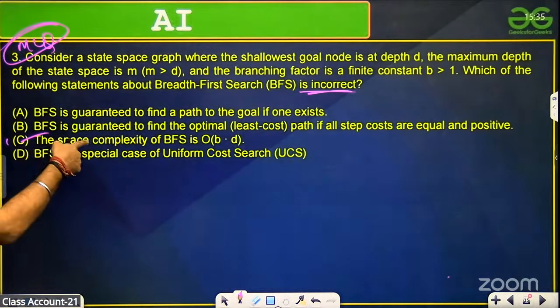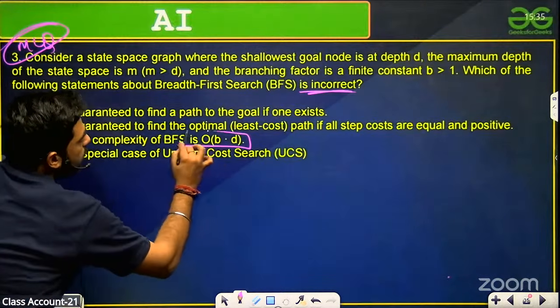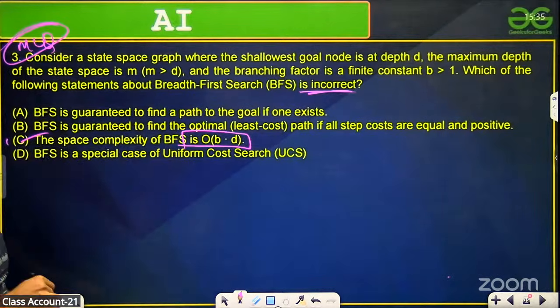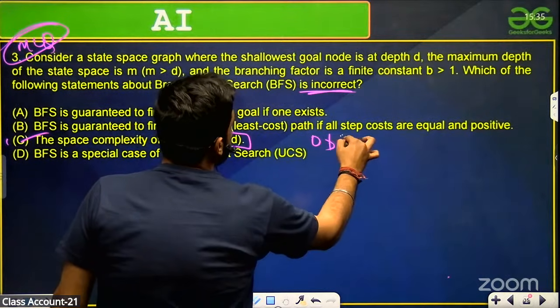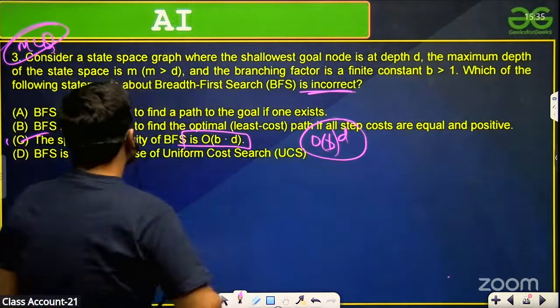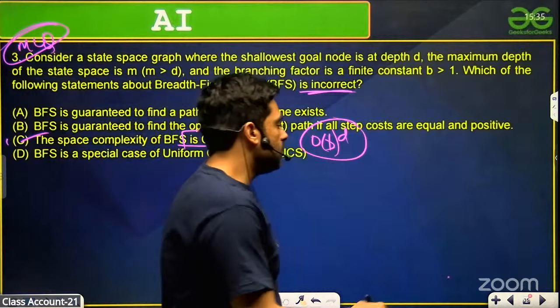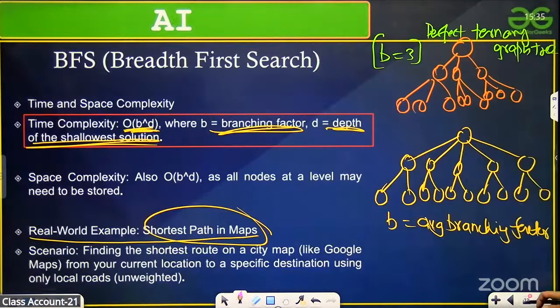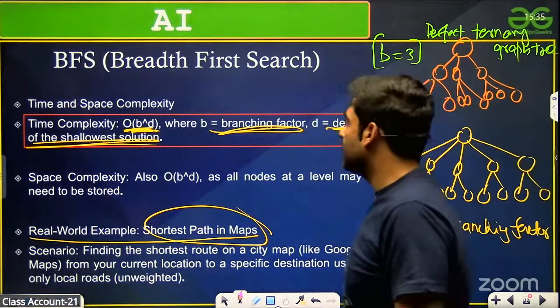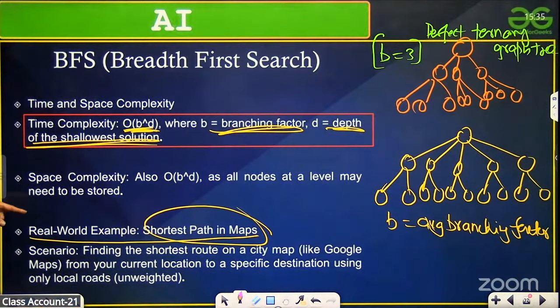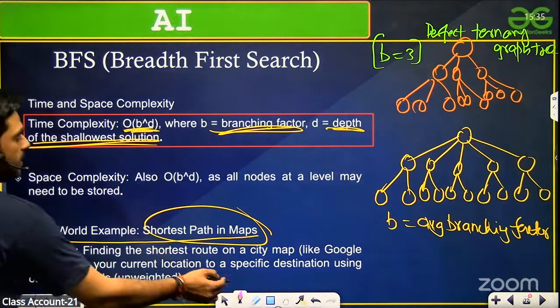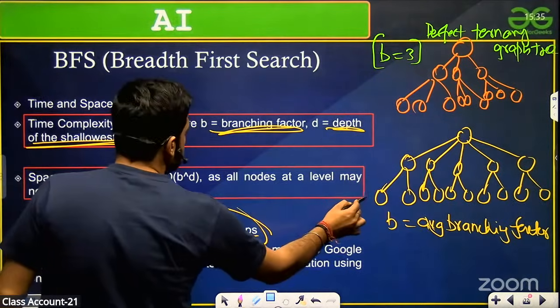The space complexity of BFS is what? Order of B into D? No, it is of the order B to the power D. This is the space complexity of the BFS algorithm. And what does this space complexity mean? See, space and time complexity are the same for BFS and DFS.